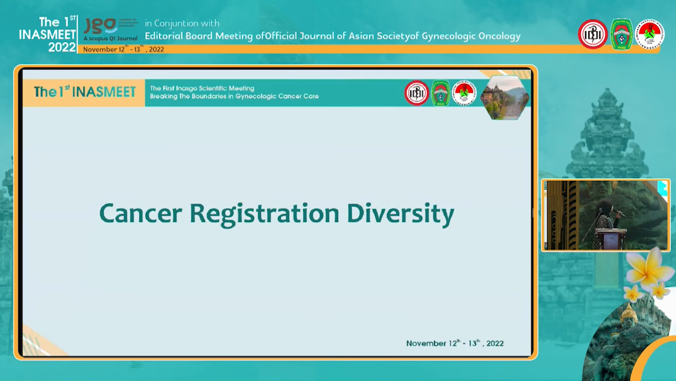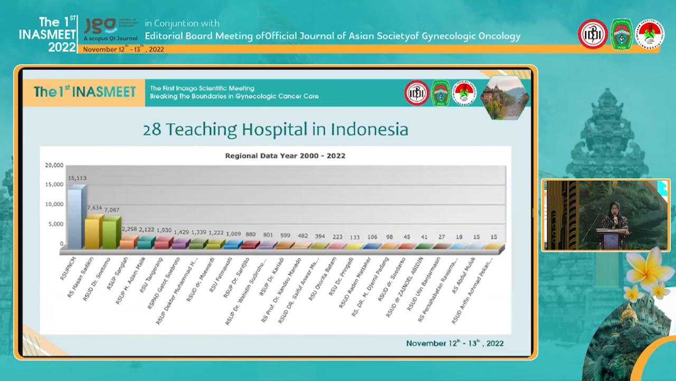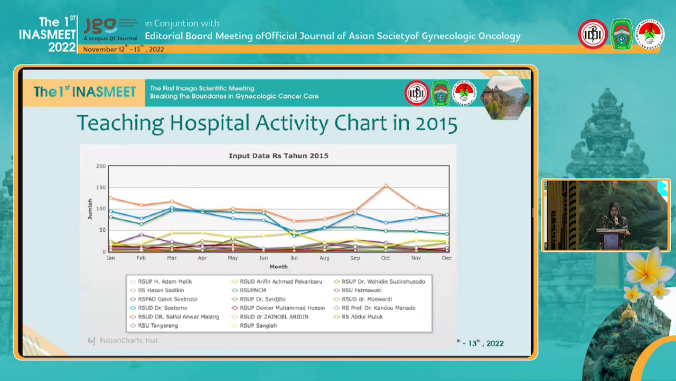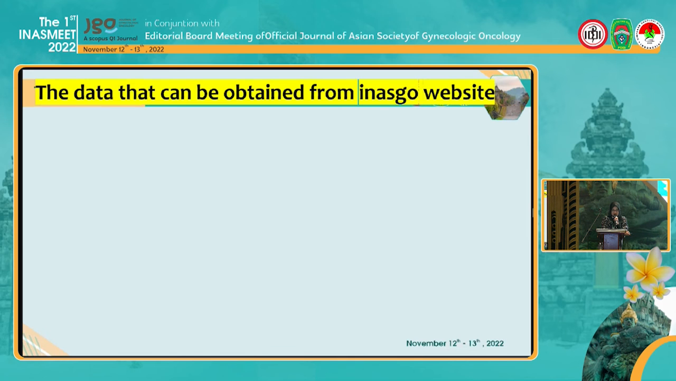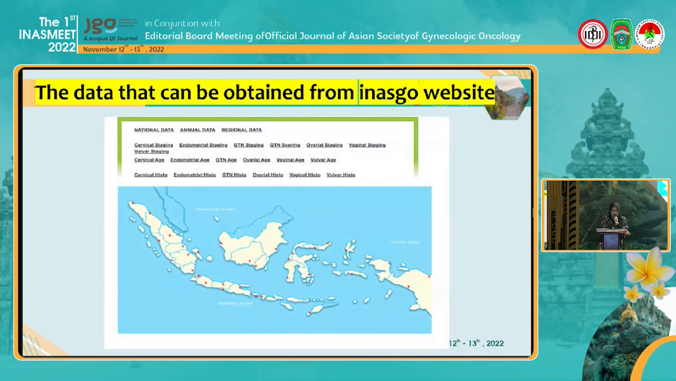So this is a bit of simple data from the cancer registration diversity. As you can see, these are 28 teaching hospitals in Indonesia, and you can see the activity of filling the cancer registry. And then we can also see that the activities are mostly from Jakarta, Surabaya, Bandung. And Dr. Brahmana, you have a heavy task to induce all the centers to fill in the cancer registry. And the data can be obtained from the UNESCO website.